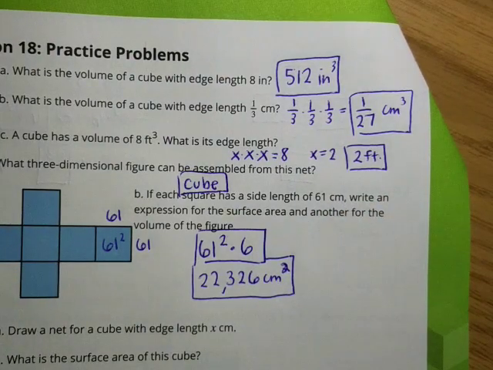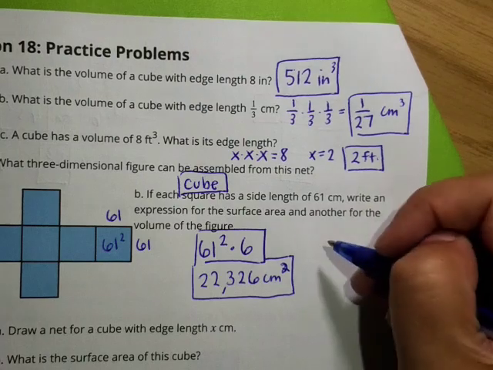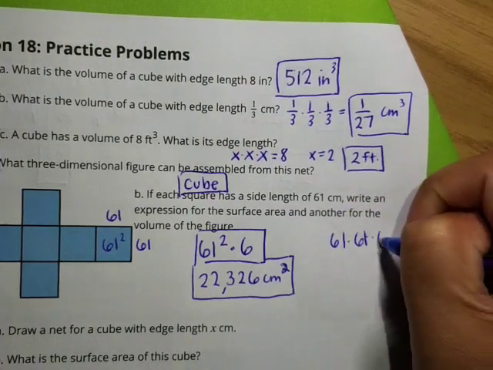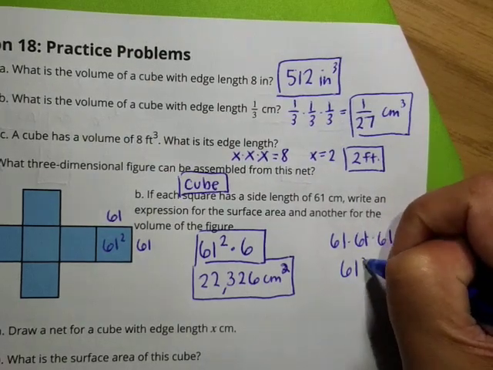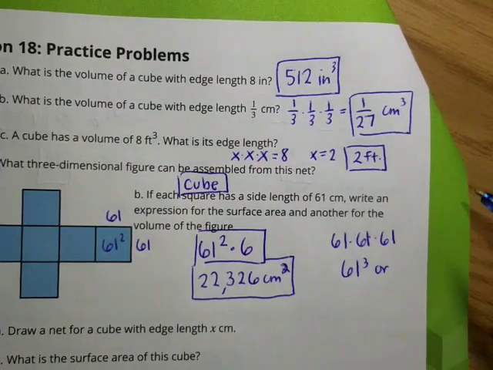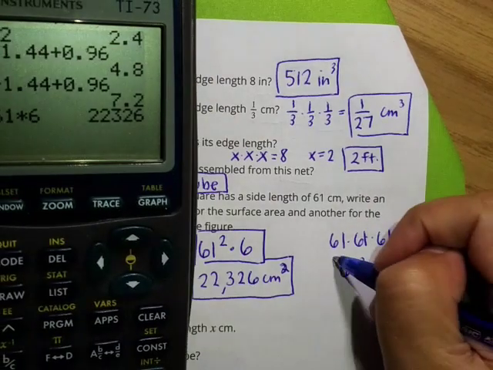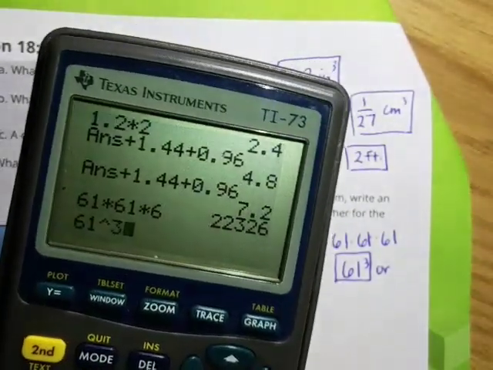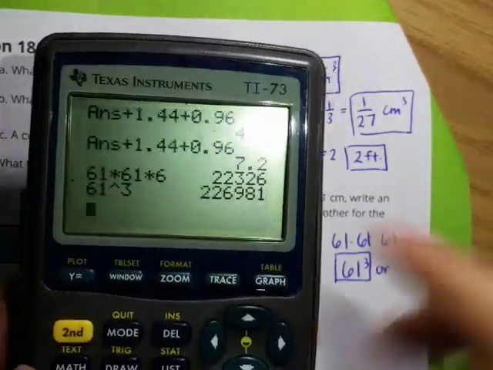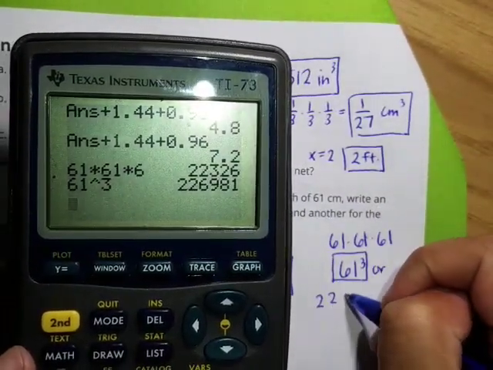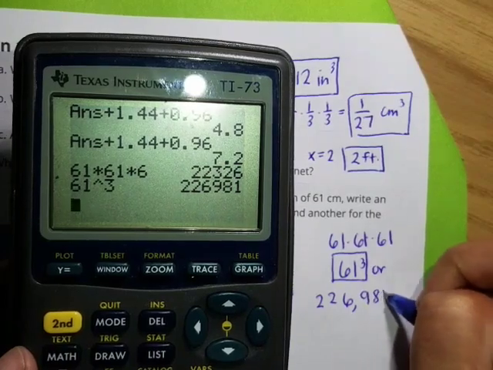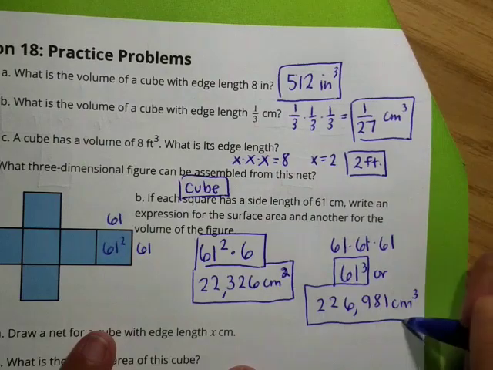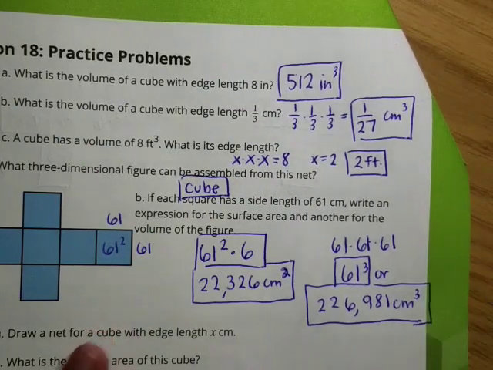Okay. And then the volume, so volume would be 61 times 61 times 61, which gives you 61 cubed, so this is one answer, or 61 raised to the third power gives me a very large number, 226,981 centimeters cubed. So both of those answers work just fine for that one.